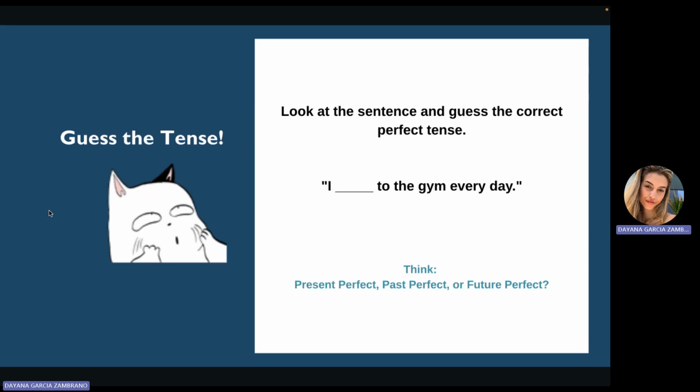Before we do this activity, where the student needs to match in the sentence the perfect tense, it says, look at this sentence and guess the correct perfect tense. So, I have gone to the gym every day would be the right answer. And in this case it would be present perfect.